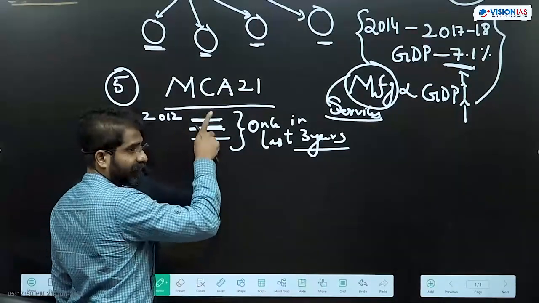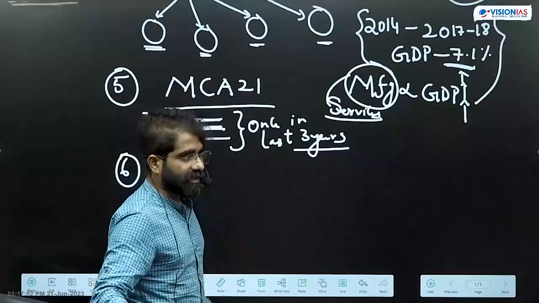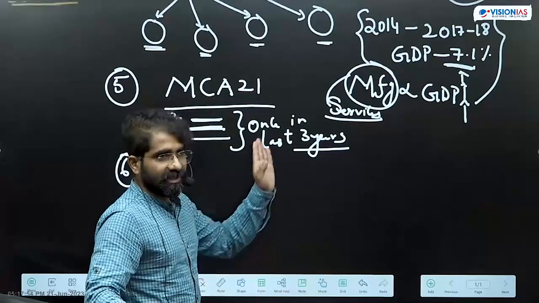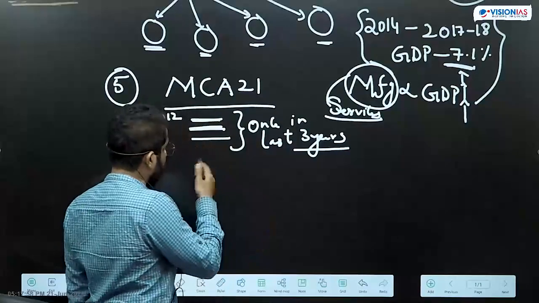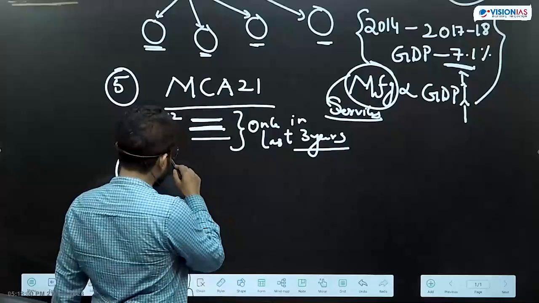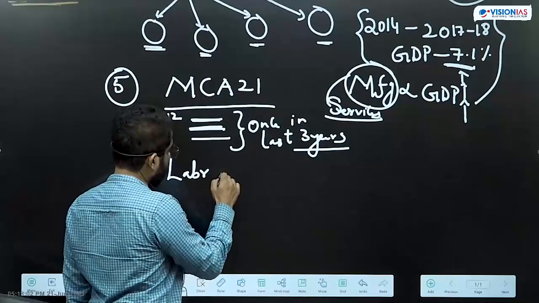So one is factor cost to market price. I think it is clear. Okay, and then base year change. That is one more. Okay, and then they also added labor input. So labor related, you call it as labor input.